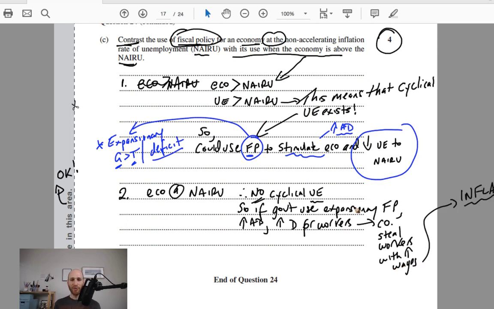So what happens is that if the government uses expansionary fiscal policy, so government spending greater than taxation revenue, this is going to increase aggregate demand, increase demand for workers, but all that's going to happen is that companies are going to have to steal workers from another company with higher wages because there are no other workers just lurking around the workforce who are suitable. And that's going to lead to higher levels of inflation in an economy. So if the economy is at the NAIRU, the government has to do something else.